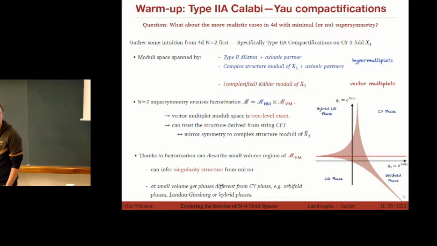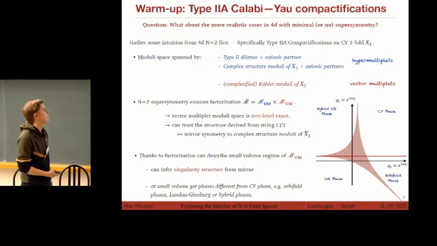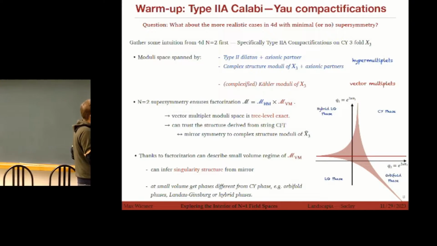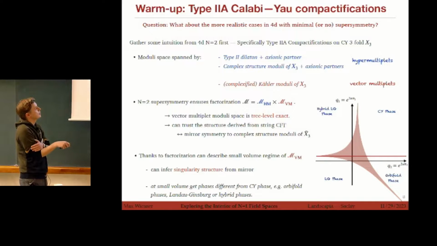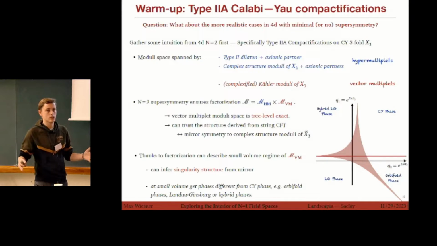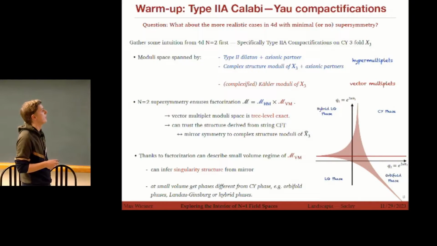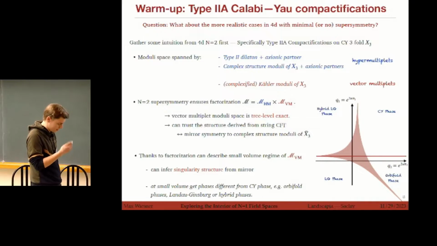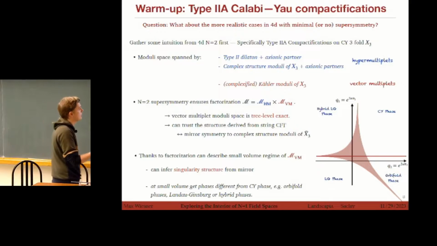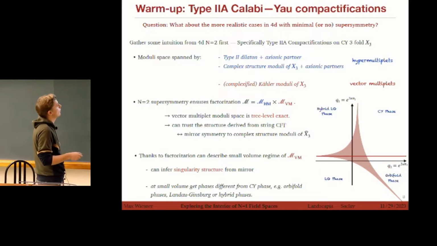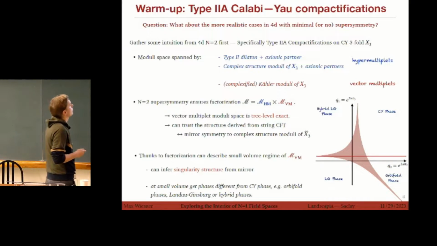We know how to describe the type 2A vector multiplet moduli space. And since this is tree-level exact, we can actually also infer what is going on in the small volume limit, where we can still trust our CFT description, though not necessarily the geometric one.